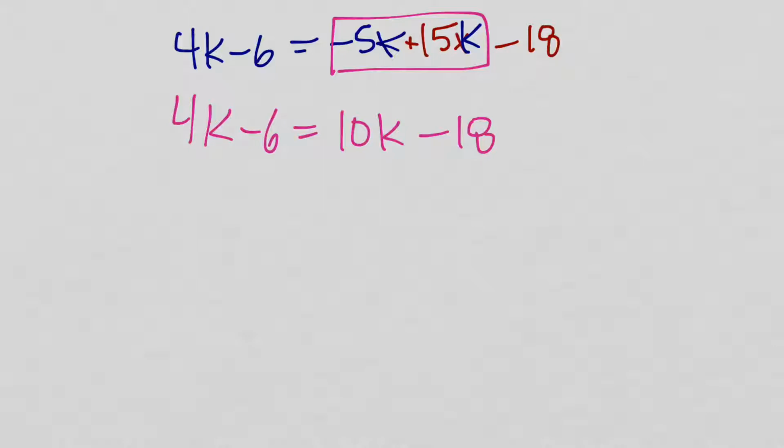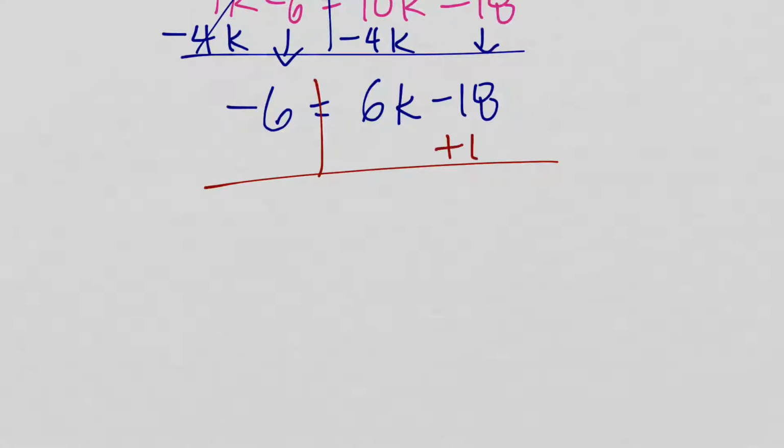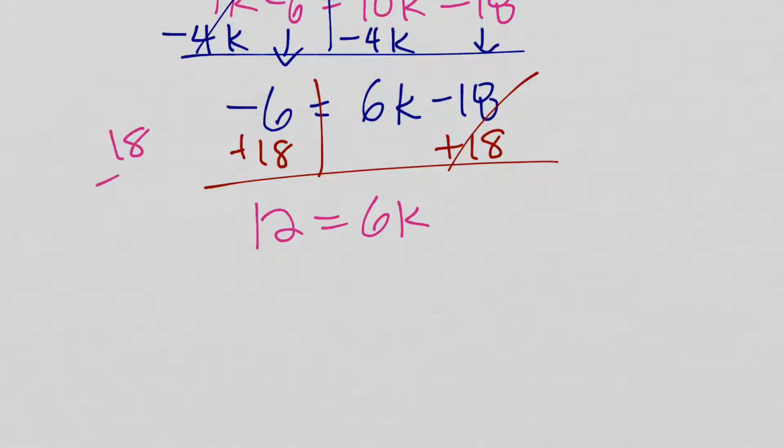Now I'm going to move the smaller k to the other side of the equal sign, which is a 4k. So the opposite of plus is minus. 4k minus 4k cancel out, so I'm going to bring down the negative 6. 10k minus 4k is equal to 6k, and I'm going to bring down the negative 18. Now I'm going to add 18 to both sides of my equal sign, and when I add 18 to both sides, because I want to get the k by himself, I'm going to end up getting 12 equals 6k, because 18 minus 6 is a positive 12. That's why I wrote 12.